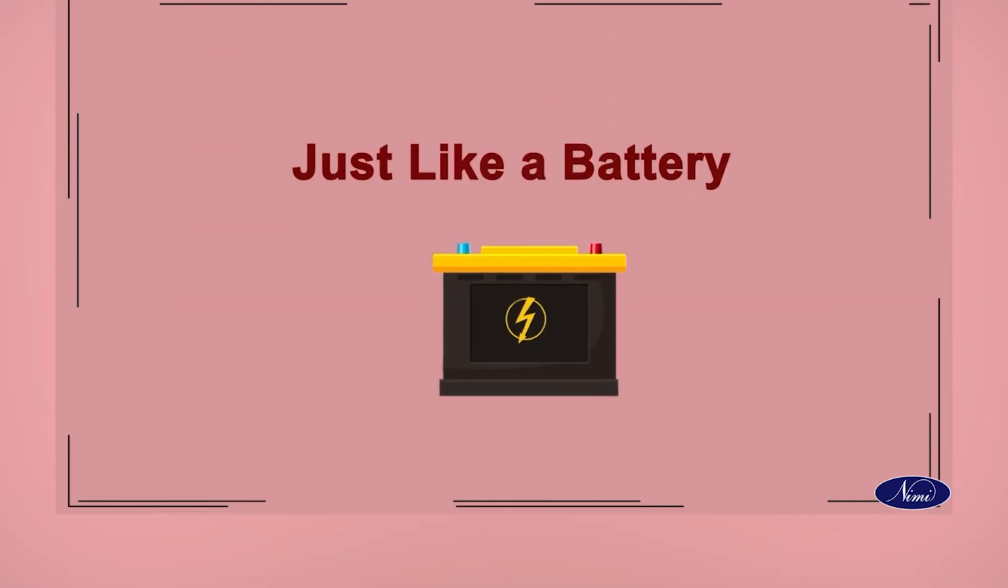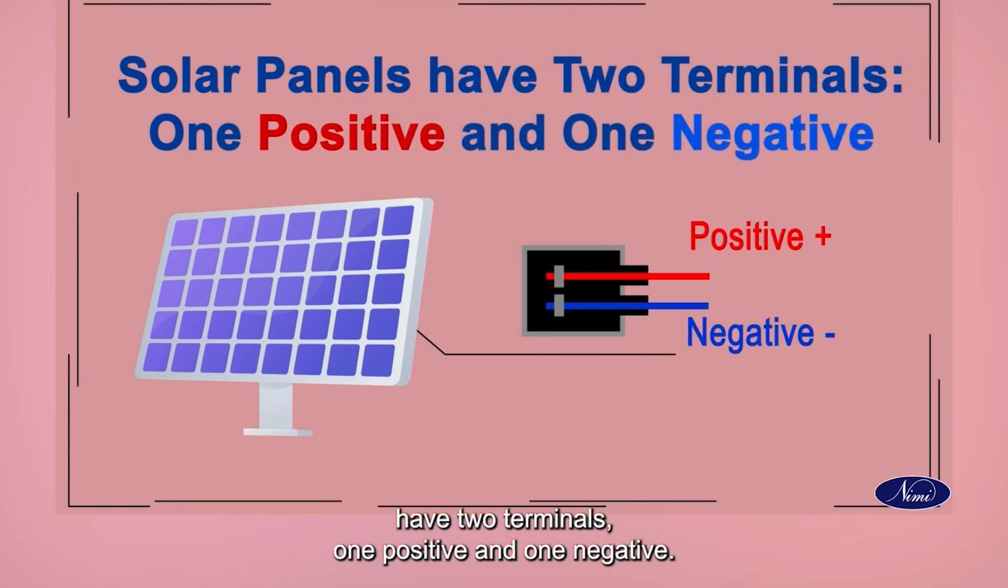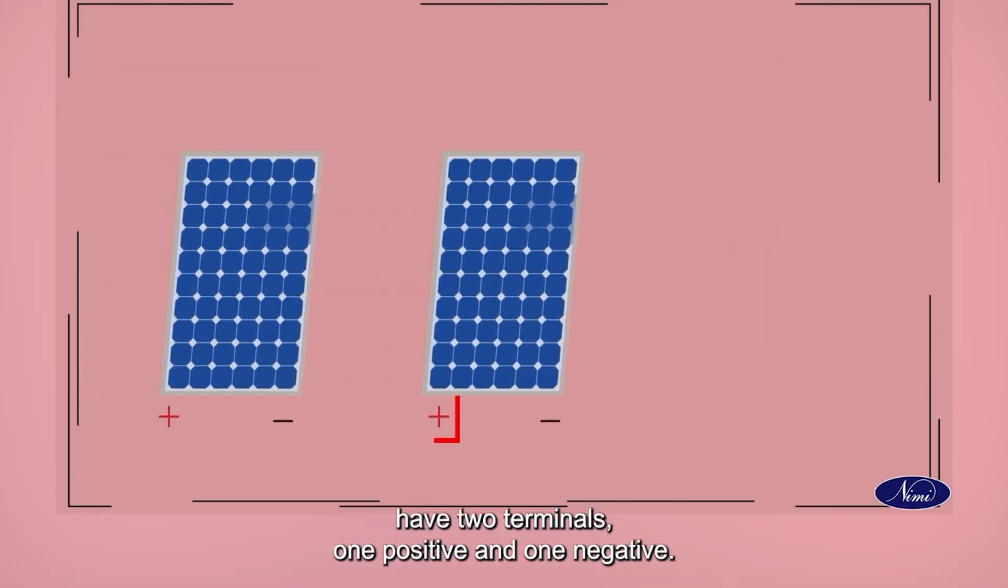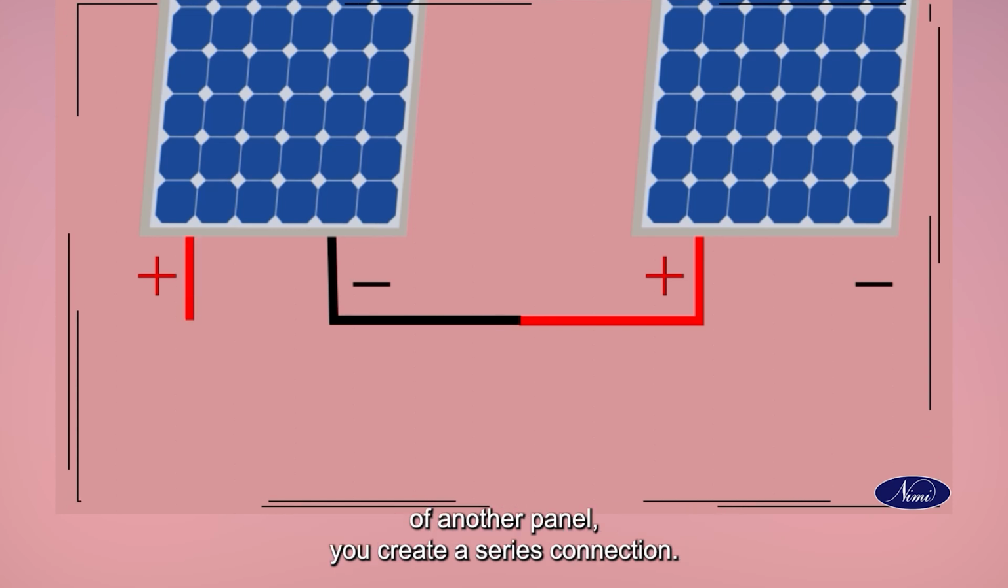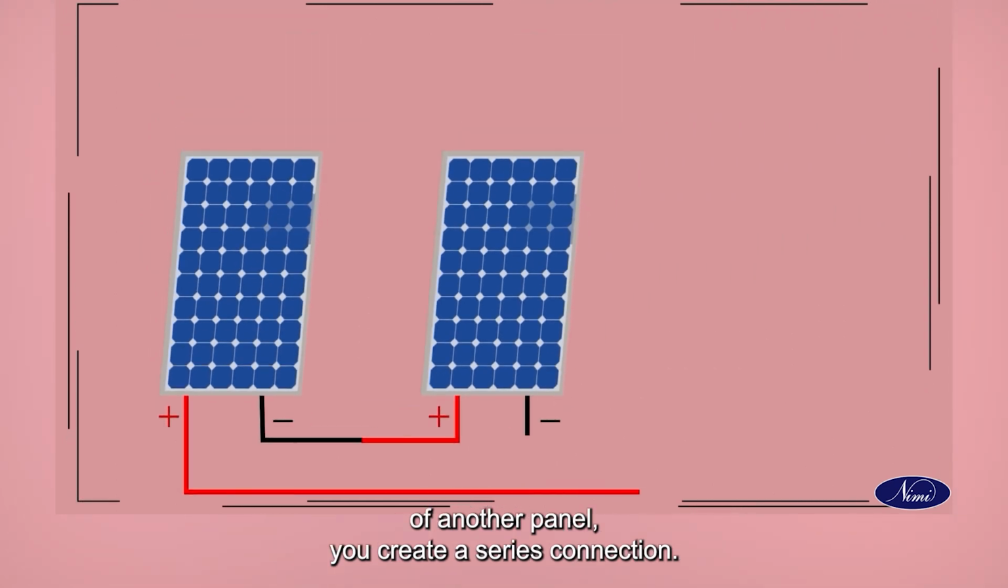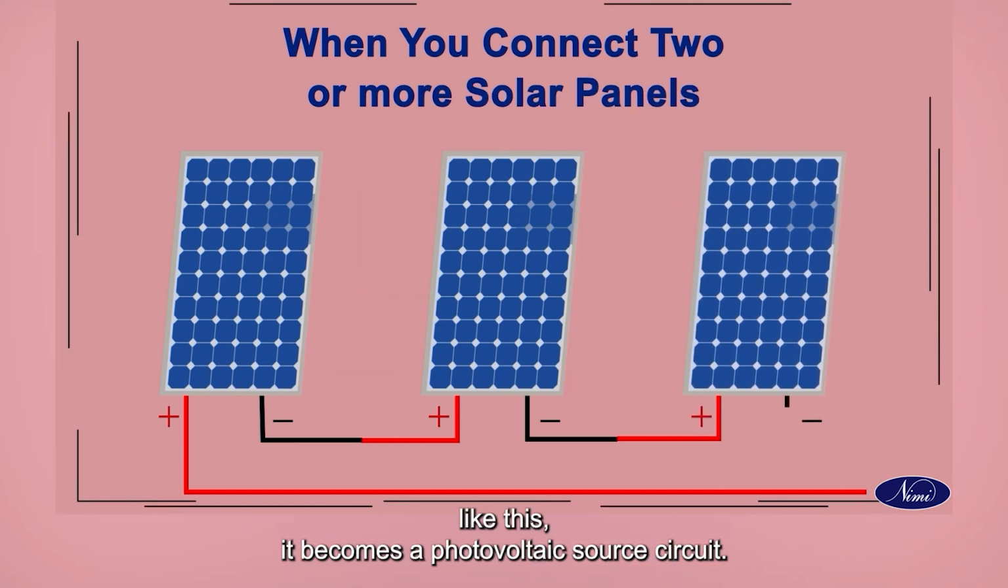Just like a battery, solar panels have two terminals, one positive and one negative. When you connect the positive terminal of one panel to the negative terminal of another panel, you create a series connection. When you connect two or more solar panels like this, it becomes a photovoltaic source circuit.